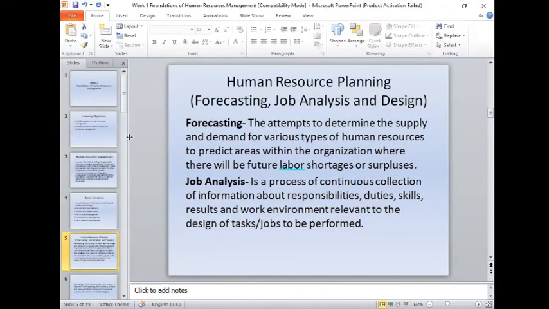In human resource planning, it is composed of forecasting, job analysis, and job design. Forecasting is about predicting the demand for manpower, the demand for the human resources needed in the organization. So it's a matter of demand and supply.